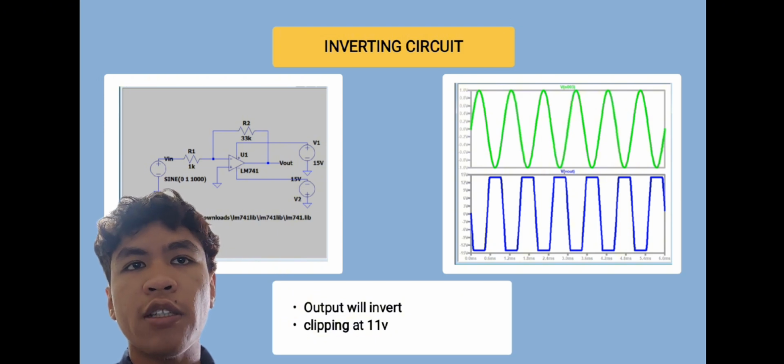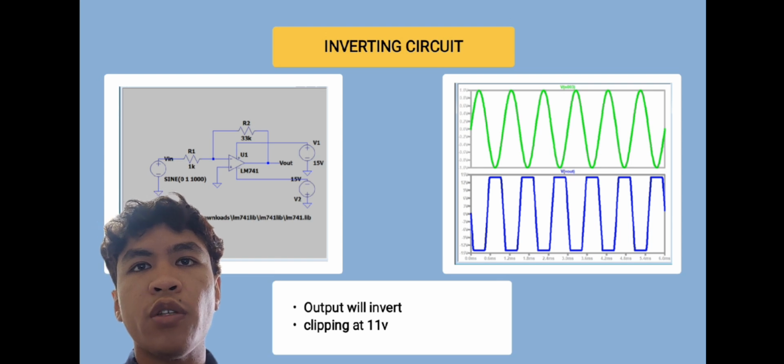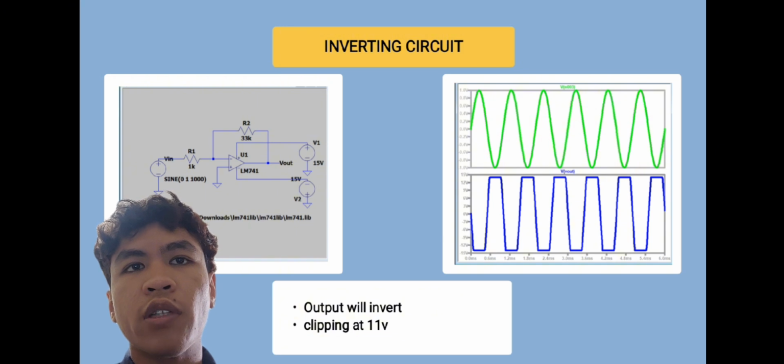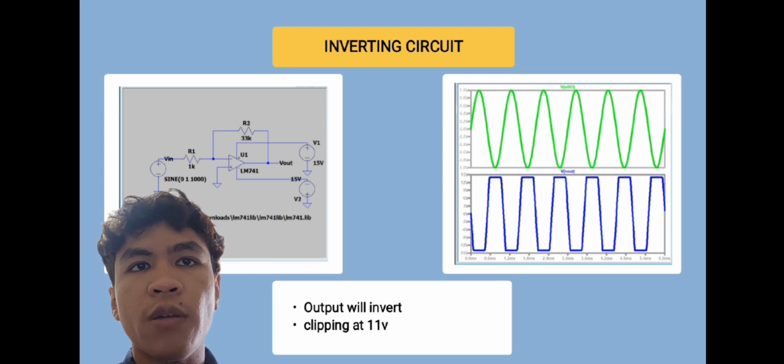So our first circuit is the inverting amplifier. In the inverting amplifier circuit, we use R1 equal to 1 kilo ohm, R2 equal to 33 kilo ohm, giving a theoretical gain of negative 33. When the input was 100 millivolt peak sine wave at 1 kHz, the output was approximately negative 3.3 Vp with perfect inversion and no clipping. However, at 1 Vp input, the output clips at around plus minus 11 volt because the op-amp cannot exceed its supply voltage limit. This clearly shows why it is called an inverting amplifier: 180 degree phase shift.